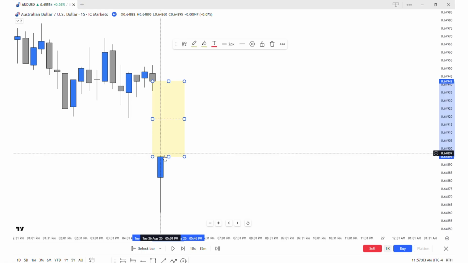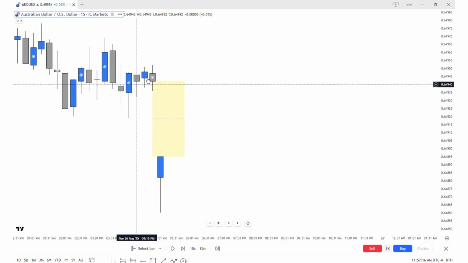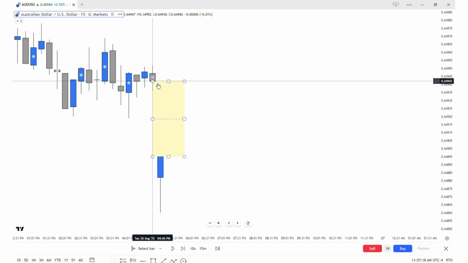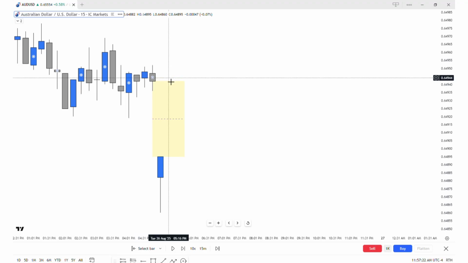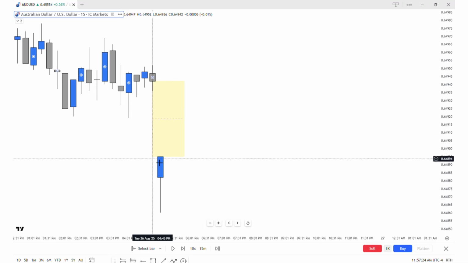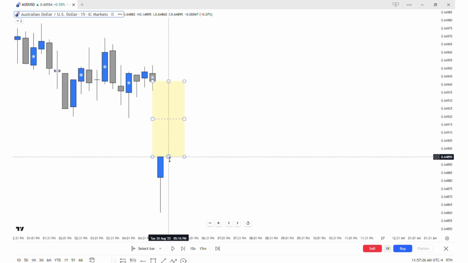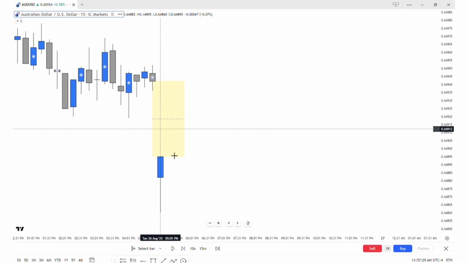Now, a thing about gaps, they usually tend to happen at the beginning or at the opening of a new daily candle. That's when they usually happen. So you can see price closed here at 4:46 p.m. and when 5:01 hit, price jumped all the way down here to then open.